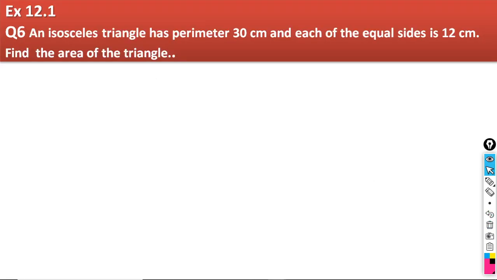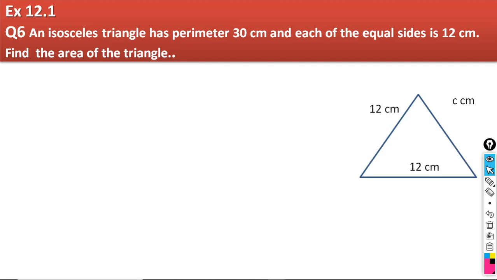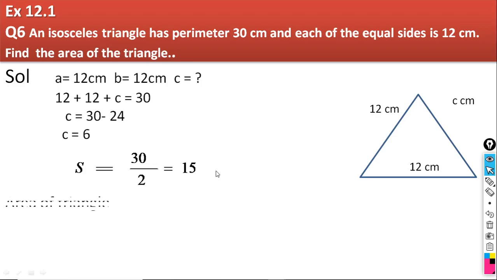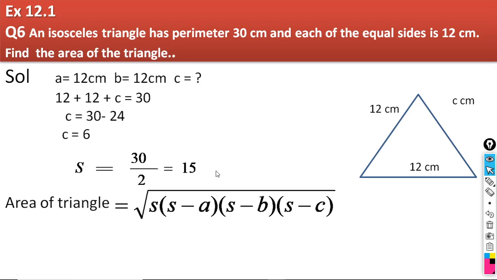In the next problem, an isosceles triangle is given whose perimeter is 30. Each of equal sides are 12 centimeter. Find the area of a triangle. For finding out the area of a triangle, we consider two sides are 12 and 12. Third side, C centimeter again. From the perimeter, we'll find third side, which is 6. So S semi-perimeter, it is 30 upon 2, 15. Use the formula for area of a triangle, that is Heron's formula.